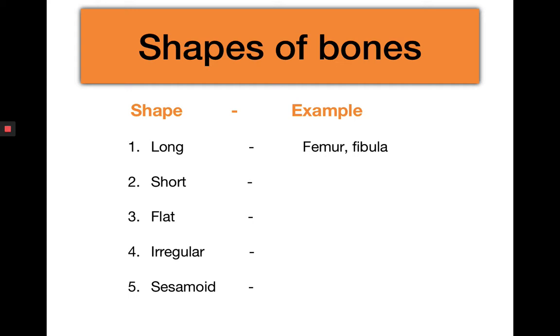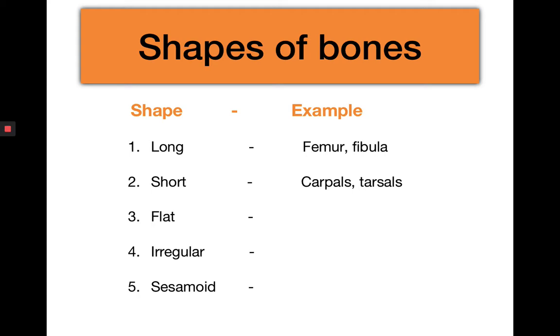So an example of our long bones would be femur and fibula. But like I said before, our phalanges are made up of rather short, long bones. So anything that has a shaft and then knobbly bits would be long bones. And then we have short bones. These are cuboid bones. We find these in our carpals and tarsals.